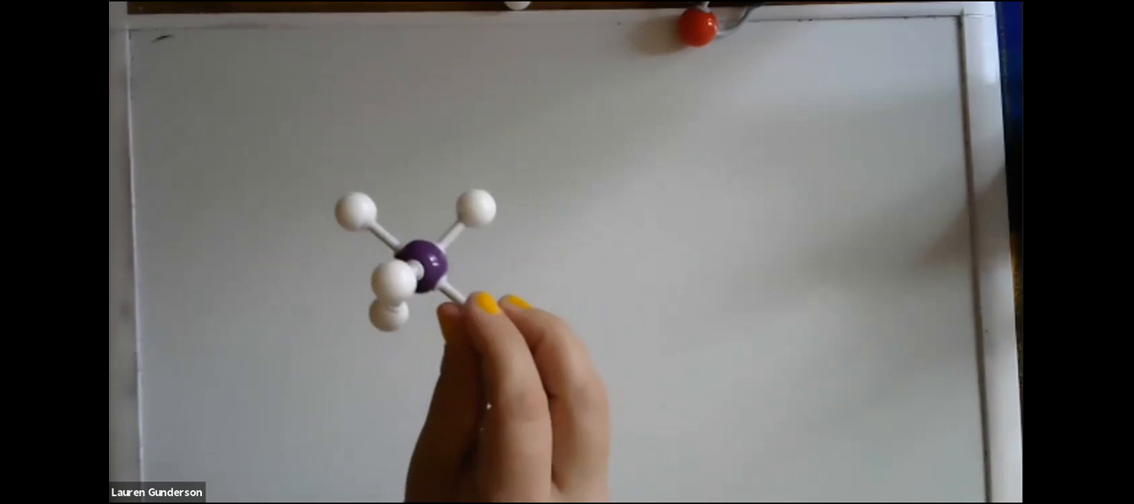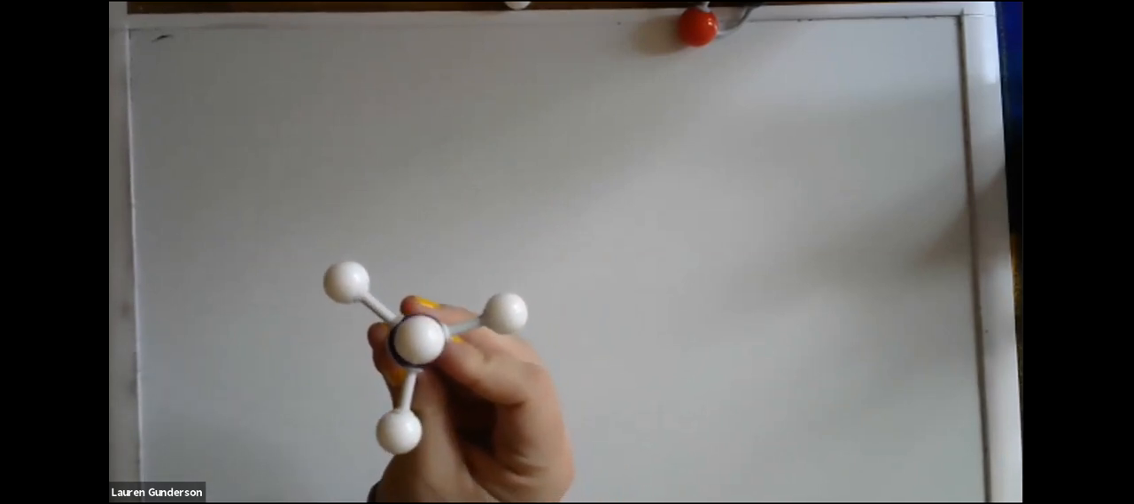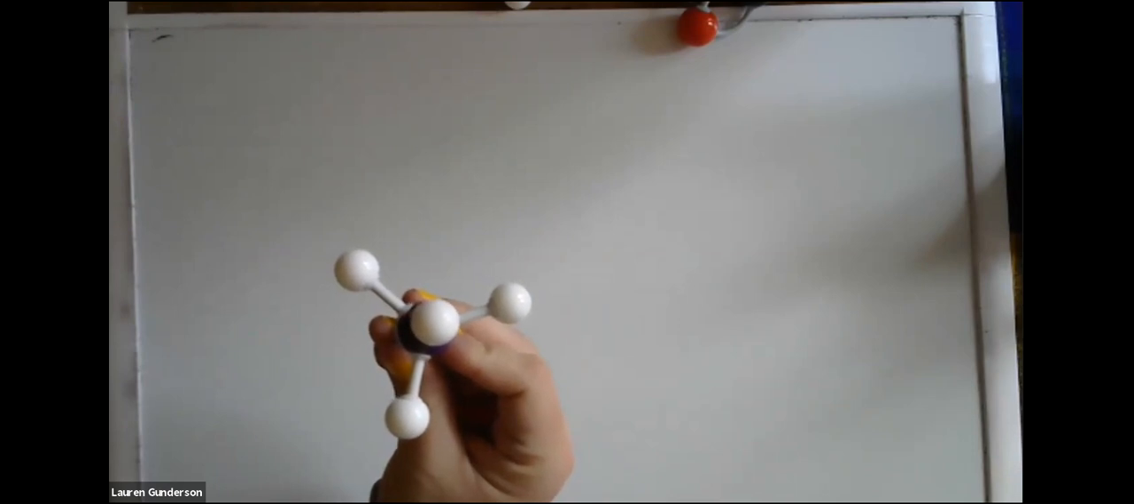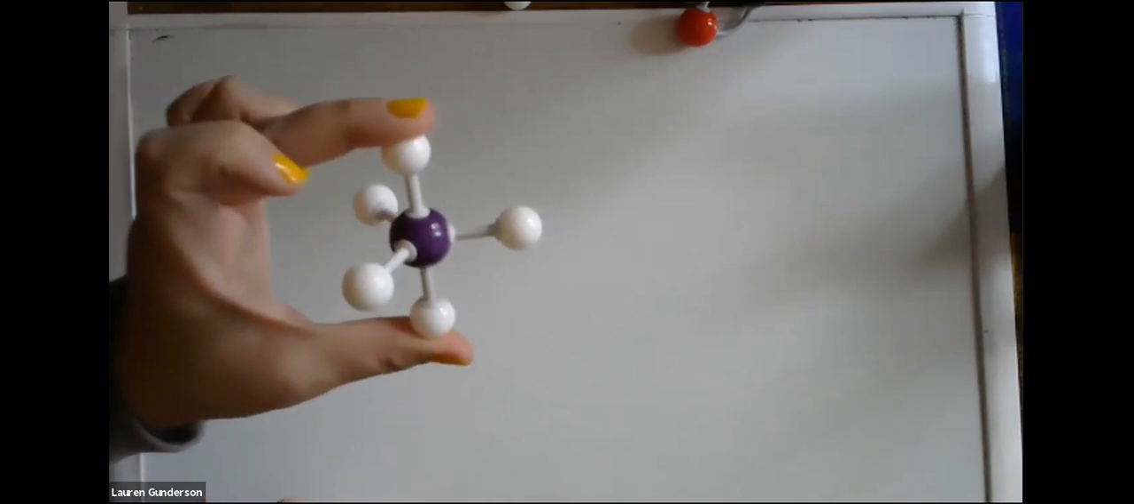Okay, so this is the perfect trigonal bipyramidal, and maybe it's easier to see now. You're looking straight down the axial line right now, from here down to here. These two that I'm holding onto here are my axial atoms.